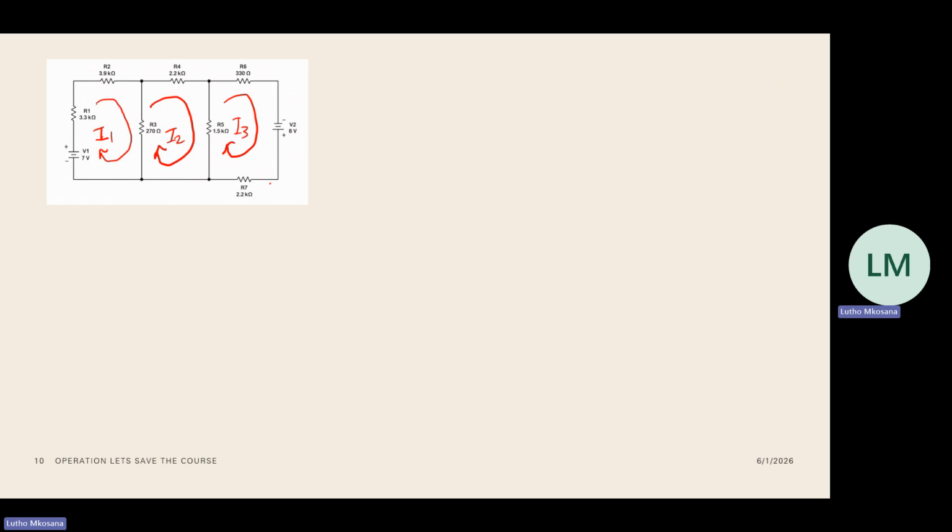Then if we have this current direction from this point there, we have this direction. Throughout here, we have this direction. And we know that using KCL, we do not have any current that accumulates at any node.